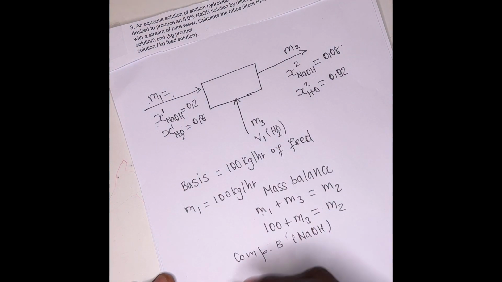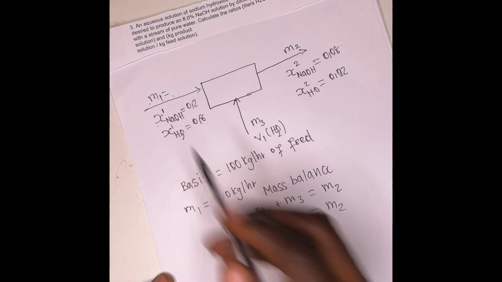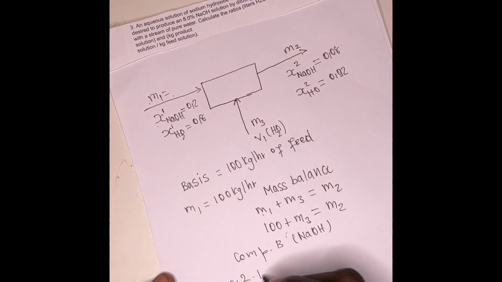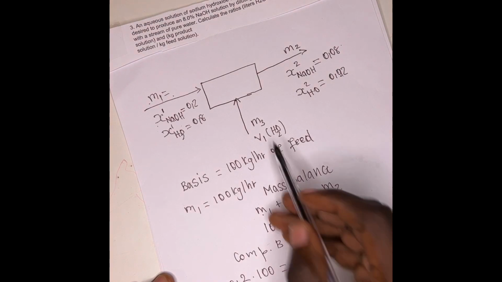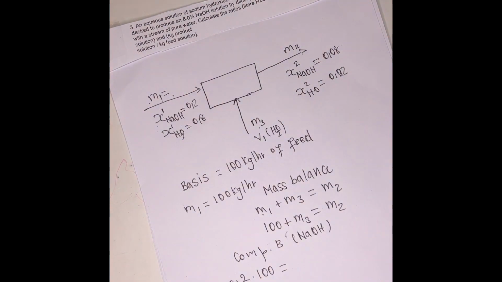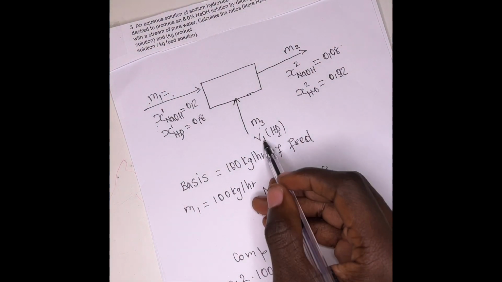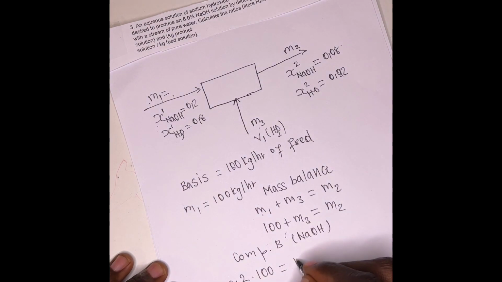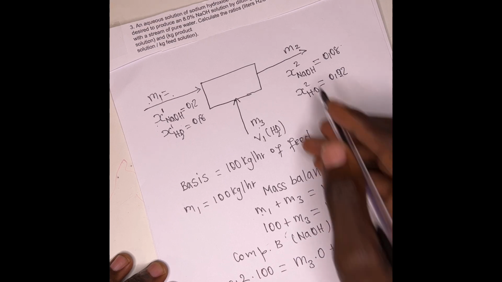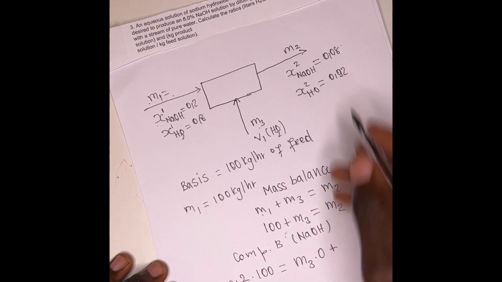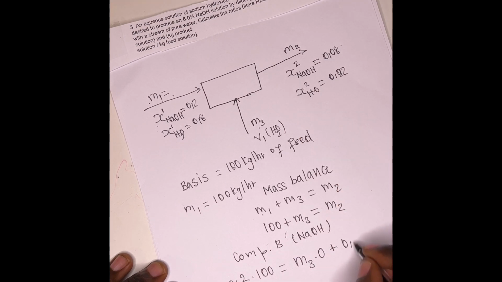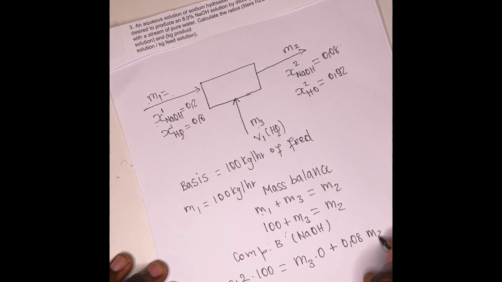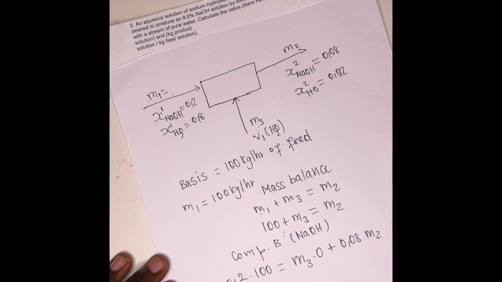Now we multiply by the composition. We have 0.2 in stream 1, and its flow rate is 100. Equal to M3 times its composition. Do we have any sodium hydroxide in M3? We don't have anything, so M3 times 0. Plus M2, which we don't know, but its composition is given as 0.02 times M2.